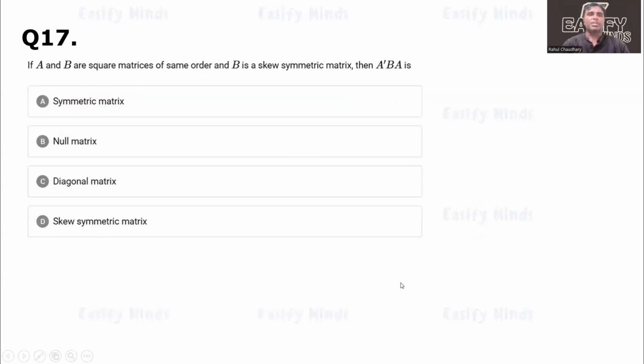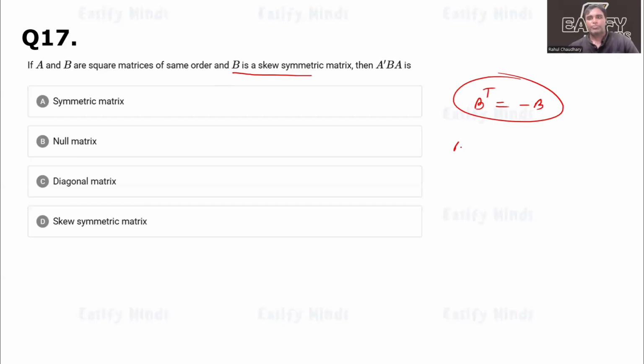17th. A and B are square matrices of the same order. B is a skew symmetric matrix. Then what is A transpose B A? Now see this one. A and B are square matrices of the same order. B is a skew symmetric matrix, means B transpose is equal to minus B. We have to find A transpose B A.